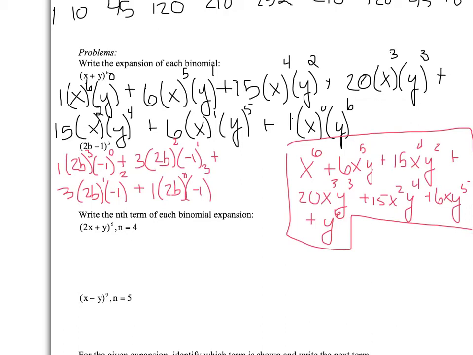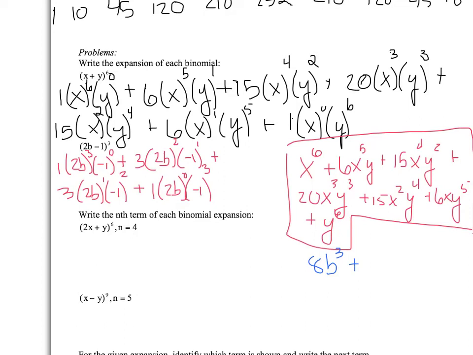Simplify this a bit. Numbers first. So 2 cubed is 8. Negative 1 to the 0 is 1. 1 times 8 times 1 is 8. Let me do it in blue. I'm just going to do it over here. 8b cubed.